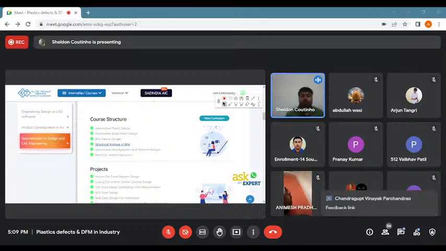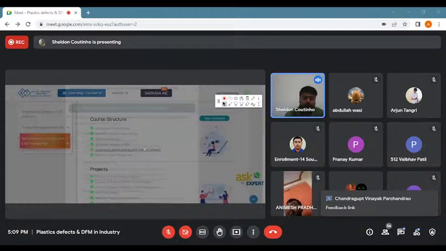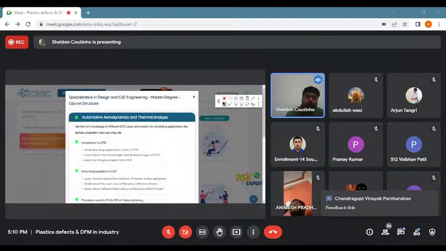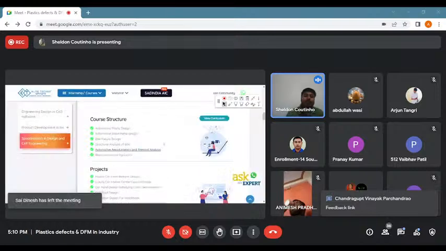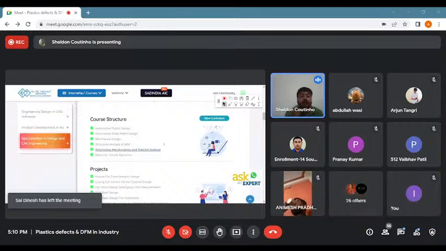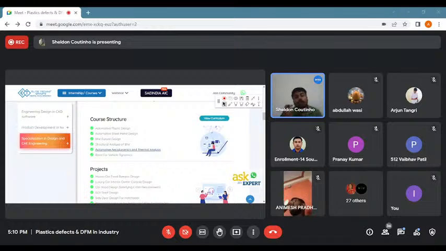Then you go to automotive aerodynamics and thermal analysis. This is basically performing CFD on the vehicle, where you understand how aerodynamics affects modern day cars, and you learn to design for optimal aerodynamics, and also for thermal analysis, where you understand how to take heat away from your vehicle into the engine bay and things like that.